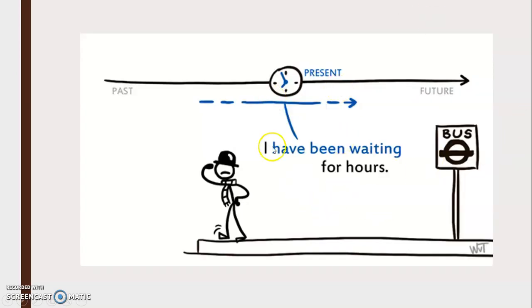As illustrated in this timeline here, you can see this timeline consists of three parts: the past, the present, and the future. The action for present perfect continuous started in the past and it's ongoing. It is still happening up to the present. Until the moment of speaking, this action or this event is still happening. Another example, look at the sentence here: I have been waiting for hours. This is one example of a sentence in the present perfect continuous.